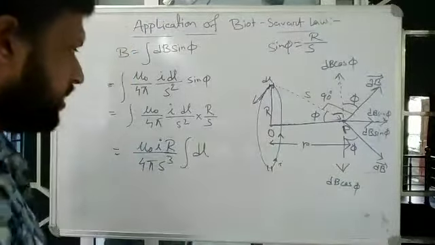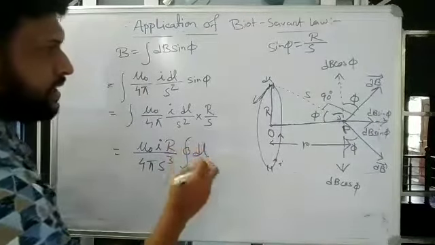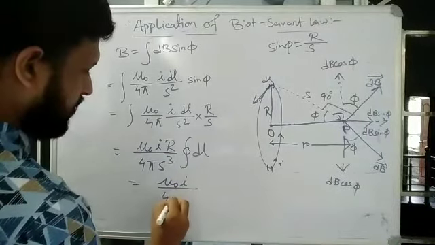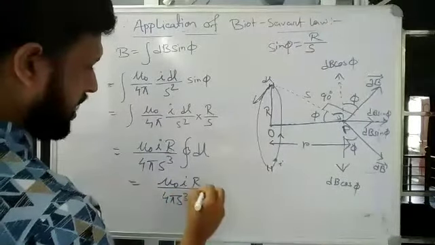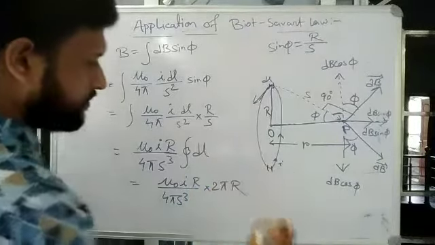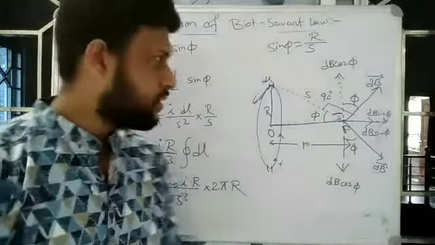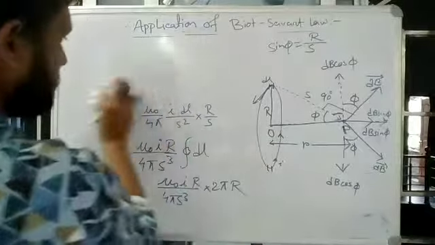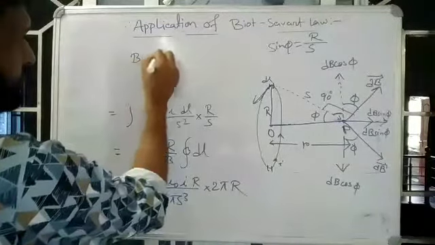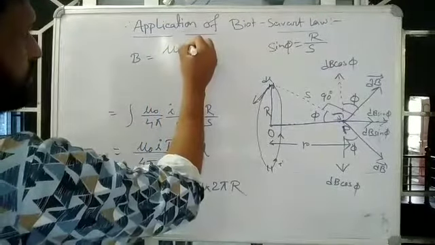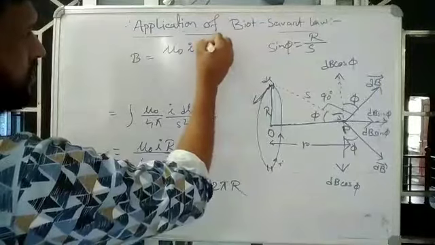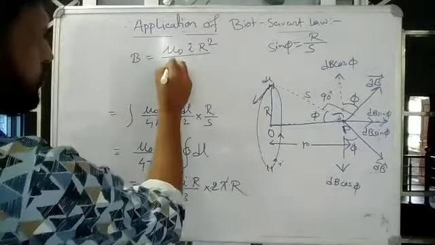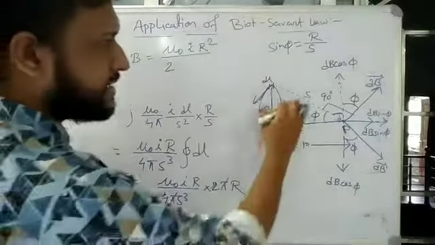Now this is the closed integration of dl. So the whole integration of dl will give you what? Mu 0 I r by 4 pi s cube, and this integral is the circumference, 2 pi into radius, 2 pi r. So the final formula of B will be mu 0 I r square, cutting pi, by 2 s cube.